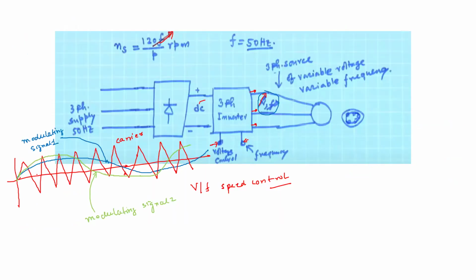And that is why, instead of naming it as F speed control, it is called V by F speed control. Okay, V by F drive. So this is known as V by F induction motor drive, because the V by F ratio is kept constant.